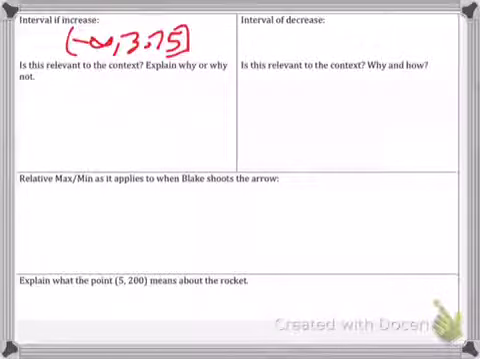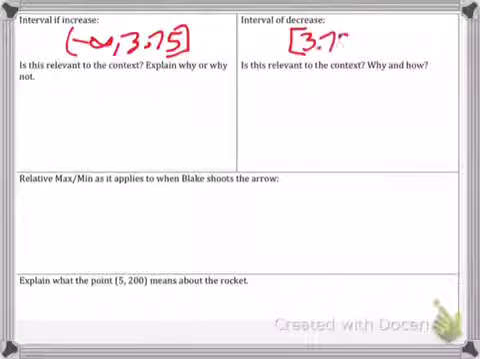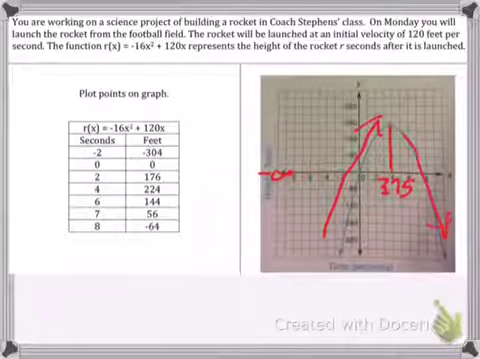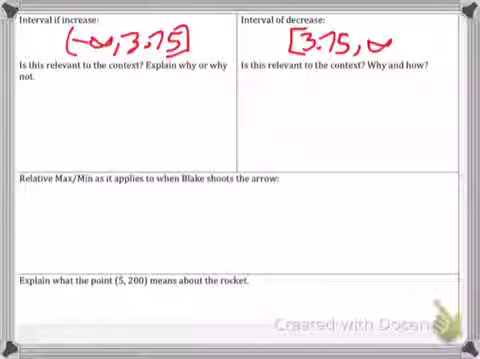Alright, our interval of decrease starts where our interval of increase left off, at the maximum, where the maximum point is. So it'll be 3.75 to positive infinity. Go back to the graph. At 3.75, we see it's decreasing to positive infinity.